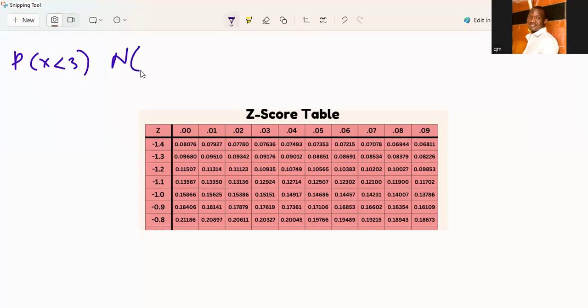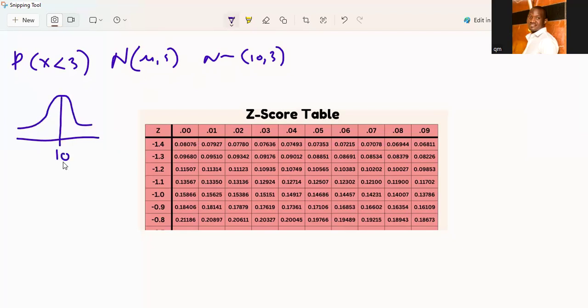What have we been given in the normal distribution? The normal distribution is usually in terms of the mean and standard deviation. So if they just give you N(10, 3), it means your mean is what? The mean is 10, in the middle, which when standardized is the same as 0. Then your standard deviation is 3.